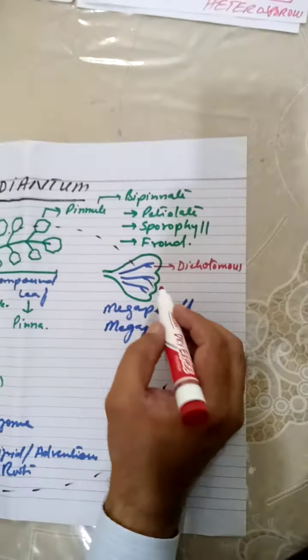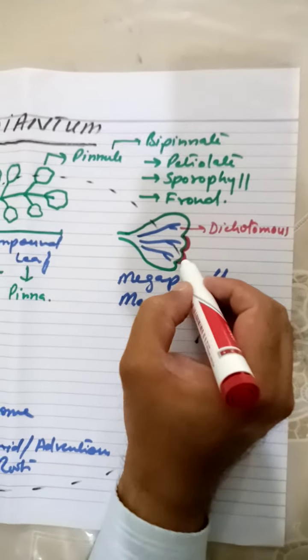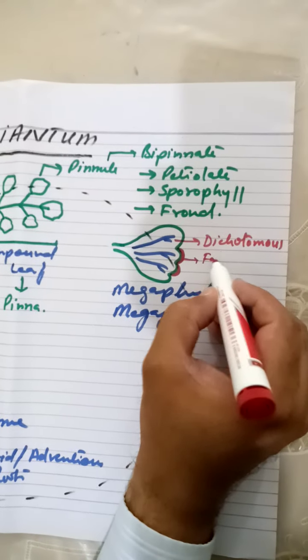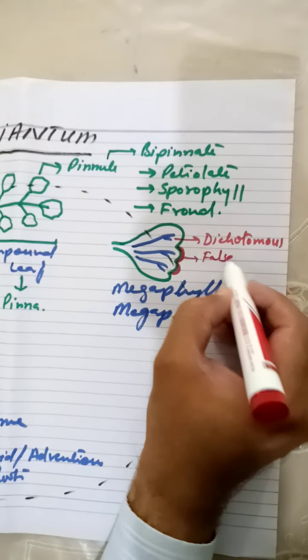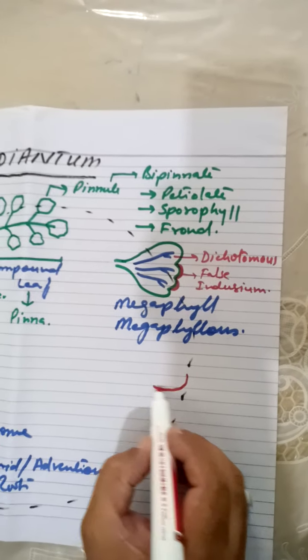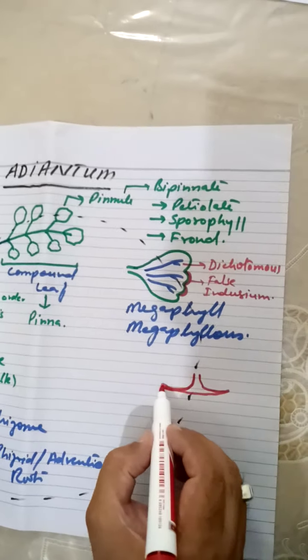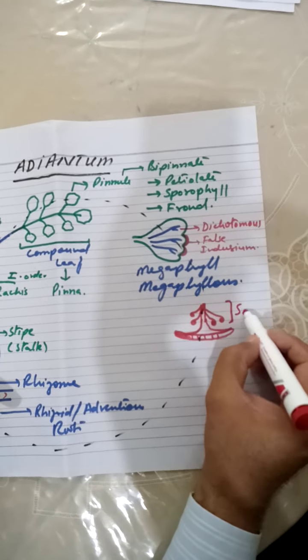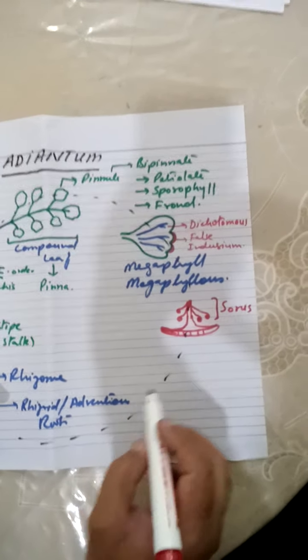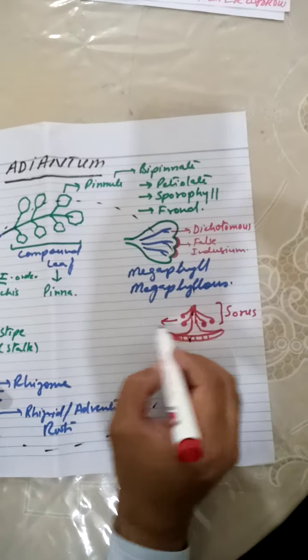Their margins have some curly structures like this one. It is called a false indusium. These are the covering structures, a protective cover, multicellular, containing sporangia at their base. Like this one, it contains sporangia at their base. That cluster is called a sorus. And the single one is called a sporangium.